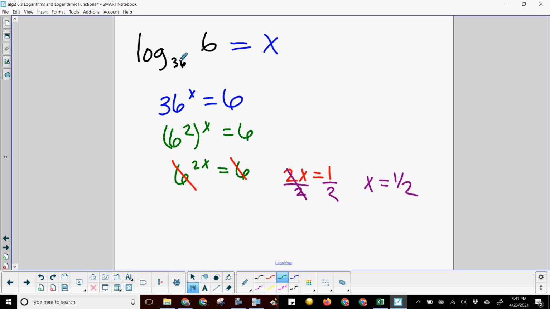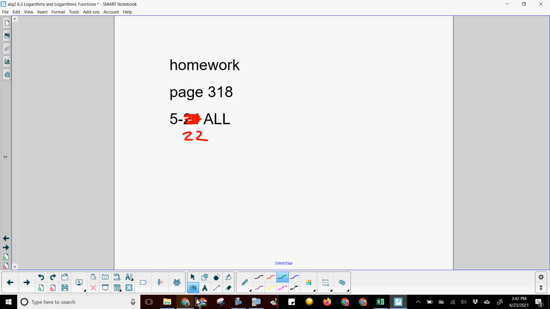Trying this one, 36 to that's 6 squared. I mean, you can get a fraction answer, not a big deal. And there's your homework for 6-3.